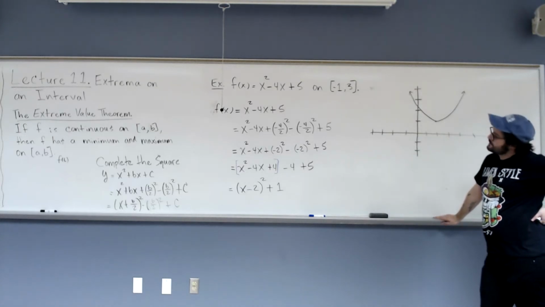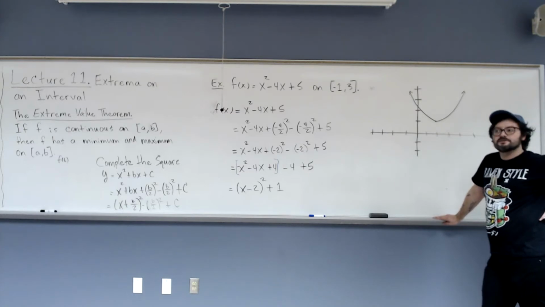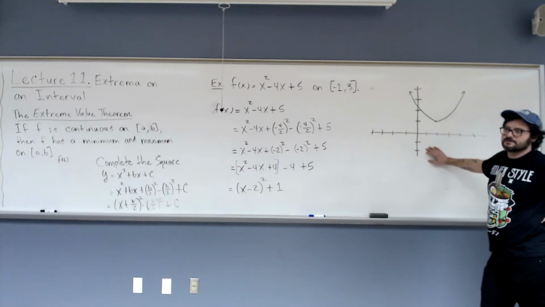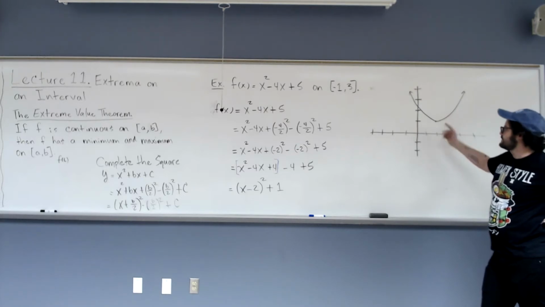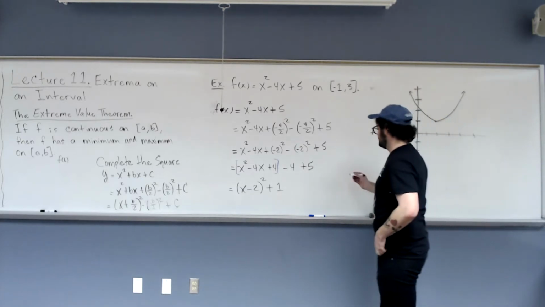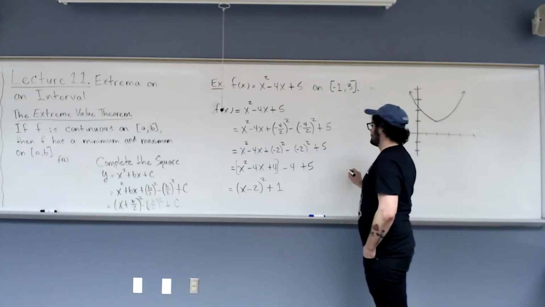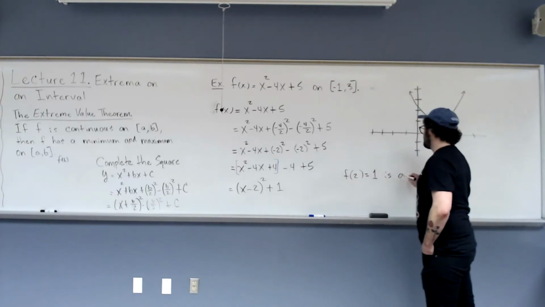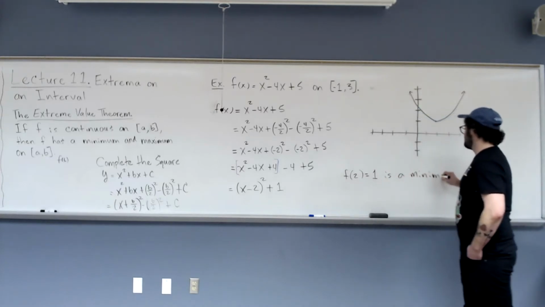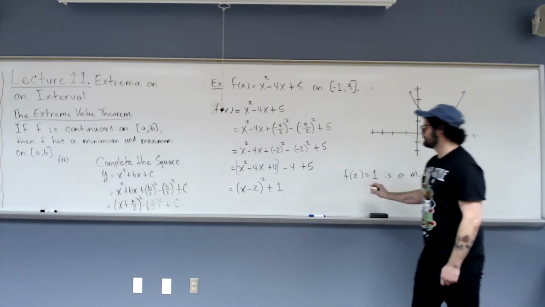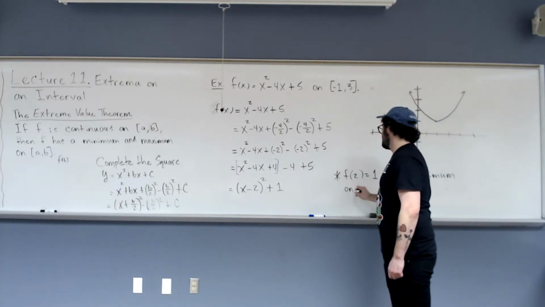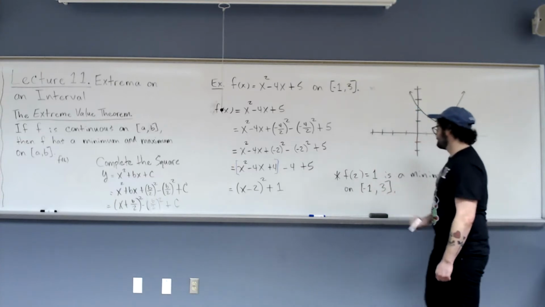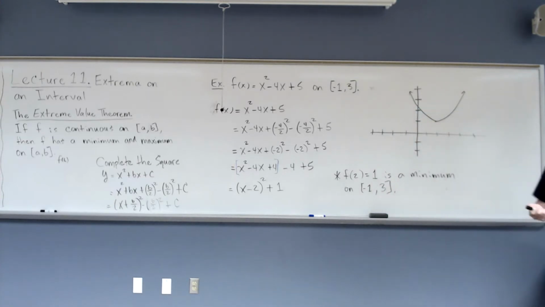Okay. So we can clearly see where a minimum occurs, right? Clearly. We know it's a parabola, we drew it. The minimum occurs at where? So f of 2 equals 1 is a minimum on that interval, -1 to 3. That's just clear from the picture.